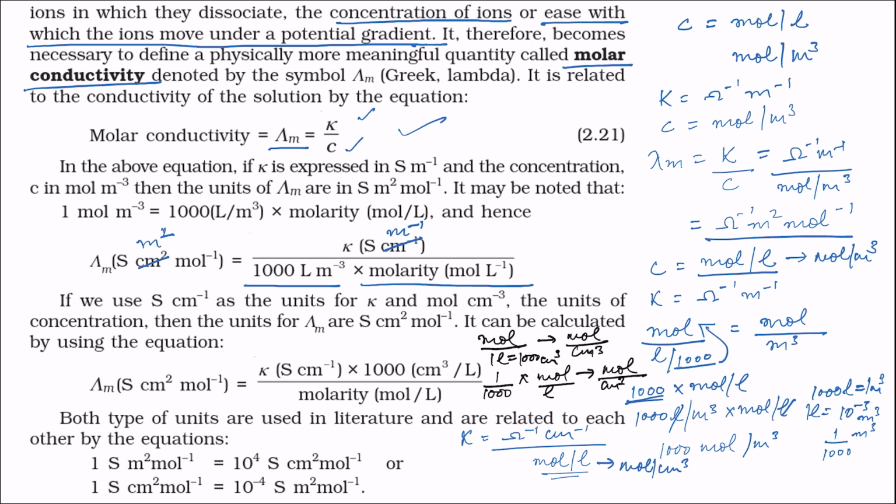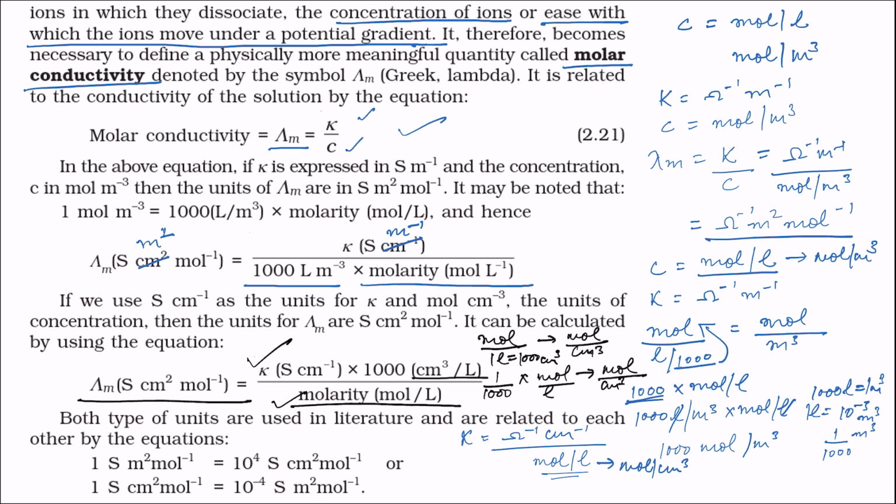So in the expression for molar conductance, this is conductivity divided by molarity in moles per liter, and molarity in moles per liter is divided by 1000, which is the conversion factor. That is 1000 centimeter cube per liter. This is the conversion factor. Molarity is divided by the conversion factor, so 1000 goes in the numerator, and this gives the value of molar conductivity in units per ohm centimeter square per mole.